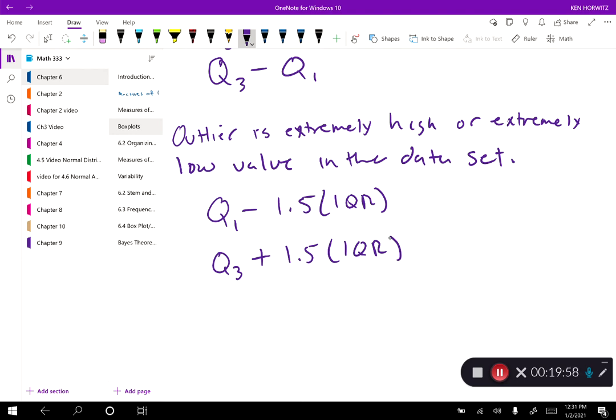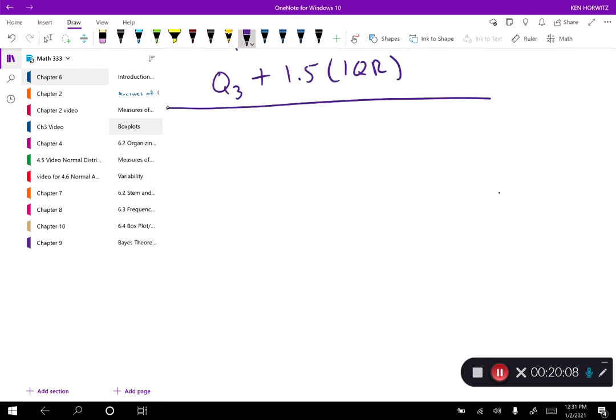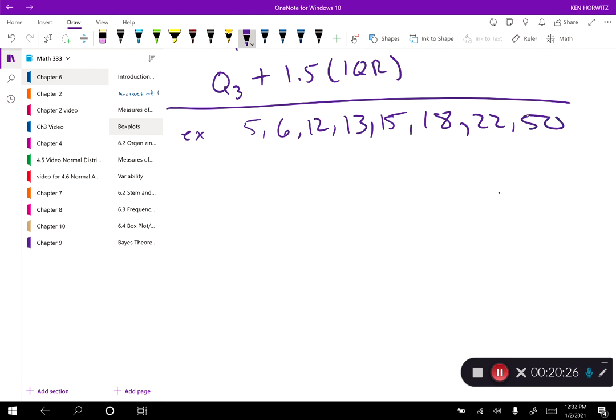All right, so let's do a quick example where we check for outliers. I'm going to give you a data set. The data set is 5, 6, 12, 13, 15, 18, 22, and 50.